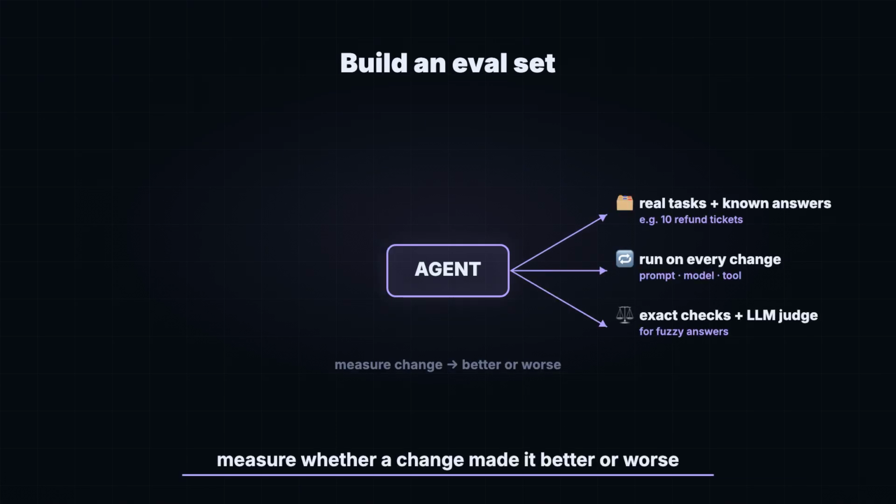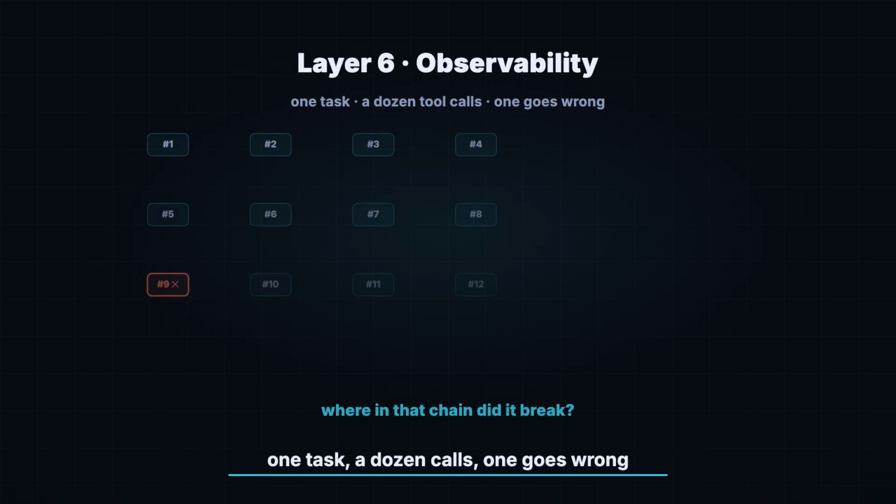So do the opposite. Build an eval set, a collection of real tasks with known good outcomes. For the refund agent, that is a folder of example tickets, each one tagged with what the correct action should have been. Every time you change a prompt, swap a model, or add a tool, you run the whole set and check the score. Use exact checks where the answer is clear, and use a second model as a judge for the fuzzy ones. If you cannot measure whether a change made your agent better or worse, you are not engineering. You are guessing.